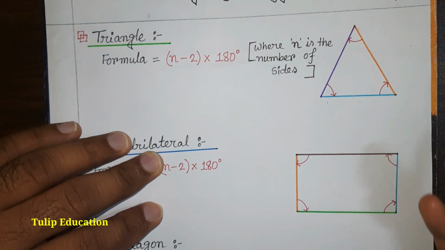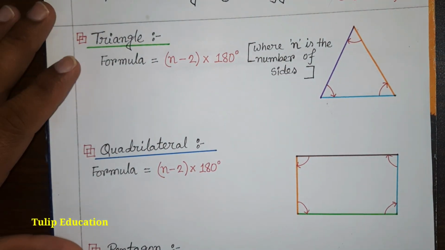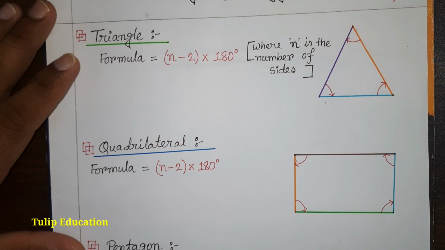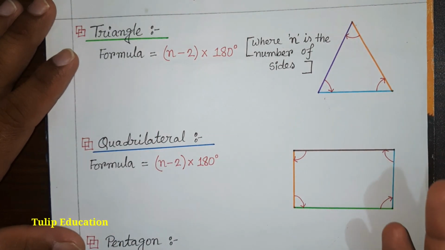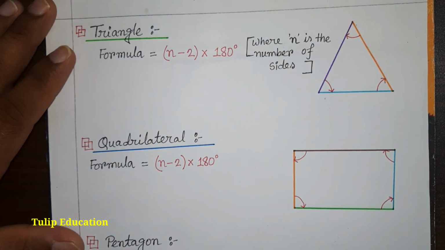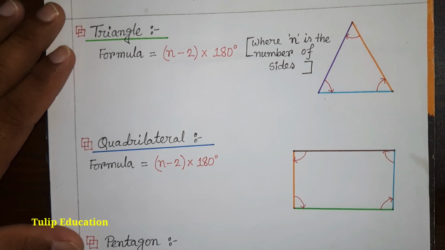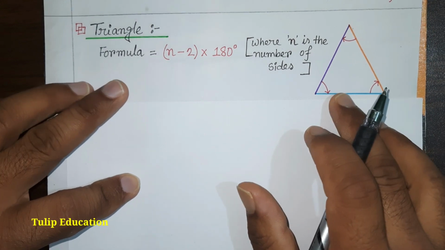So if it is a triangle, the value for n will be 3, and if it is a quadrilateral, the value for n will be 4. Similarly, for pentagon, the value of n will be 5. For hexagon, the value of n will be 6. Because triangle is a 3-sided polygon, quadrilateral is a 4-sided polygon, pentagon is a 5-sided polygon, and hexagon is a 6-sided polygon. So let's calculate how to find out the summation of interior angles of a triangle.